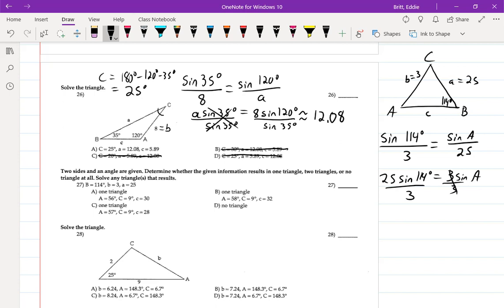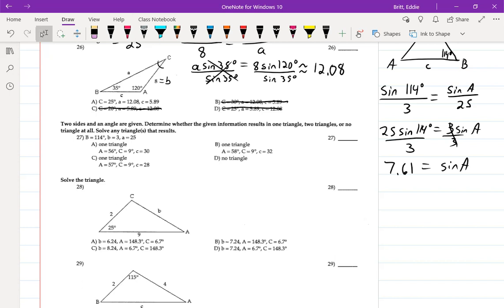All right, so I'll have to work out the left side. 25 times the sine of 114 divided by 3. So I have 7.61 equals the sine of A. So the way that you find this out is you do inverse, right? We're going to have to say inverse sine of 7.61.